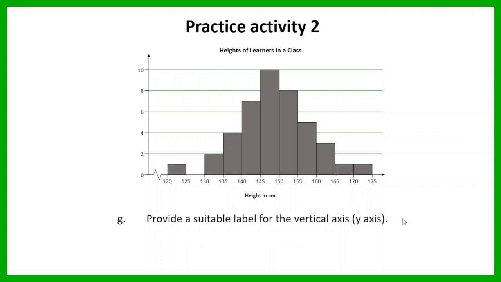And then for question G, we need to provide a suitable label for the vertical axis or the y-axis. Now remember, whenever you draw a histogram, you're supposed to label everything. Now this graph was given to you without a label for the y-axis over here. So we are going to provide a label for that. Now we know that this is about the heights of learners in a class. So this is telling us about the number of learners that have each of these heights. So our label will be number of learners.